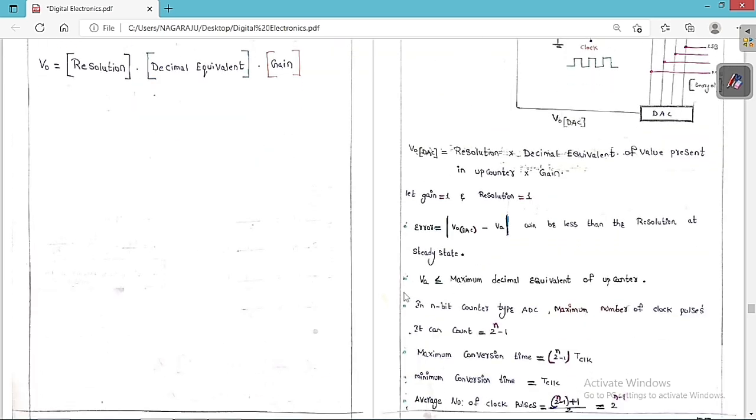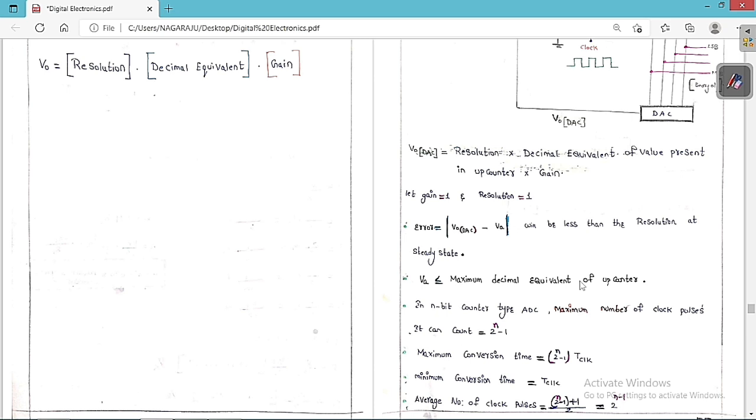So what is the value of VA? I have already told you VA should always be less than or equal to the maximum decimal equivalent of the up counter. So more than that it cannot be. If it is more than that, what is going to happen?